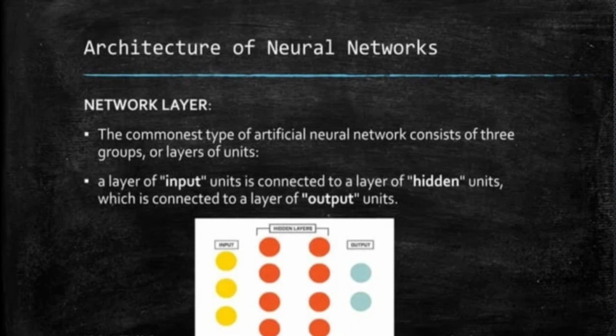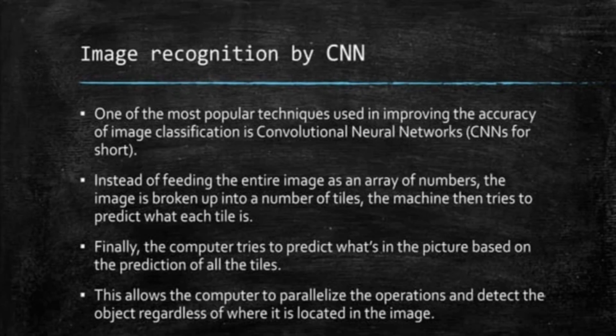Architecture of neural networks. Network layers. The commonest type of artificial neural network consists of three groups or layers of units. A layer of input units is connected to a layer of hidden units, which is connected to a layer of output units.